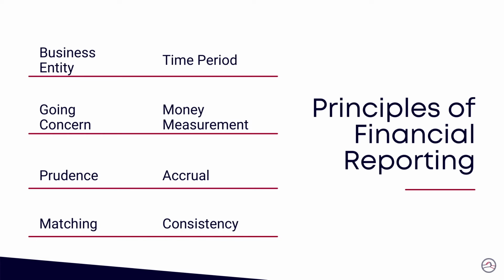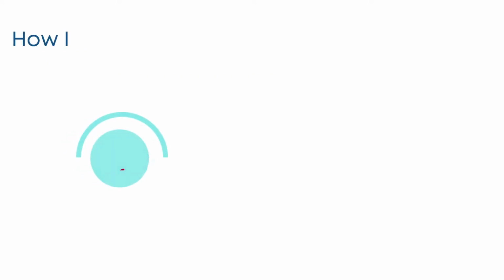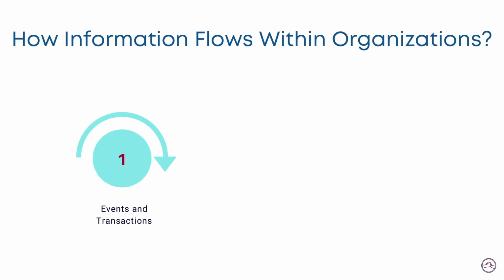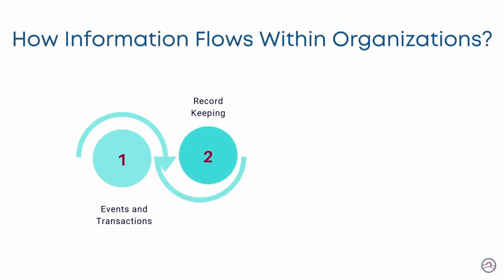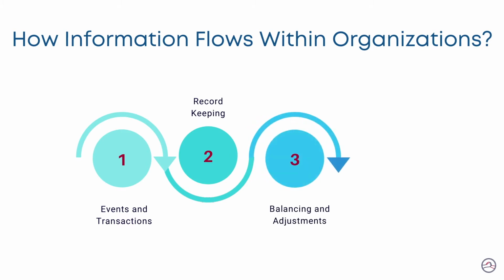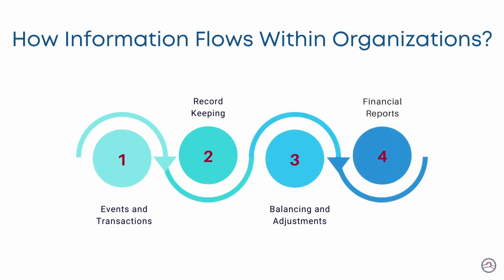From a management perspective, it's equally important to understand how information flows within an organization. The process starts with a business event followed by a transaction. It is then classified and recorded, followed by any necessary adjustments, and ultimately creating a financial report. A financial report summarizes all transactions that occurred within an organization in a format that is easy to understand and follow. This is the most basic form of the accounting cycle.